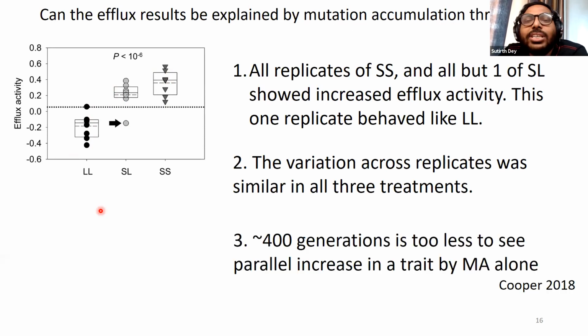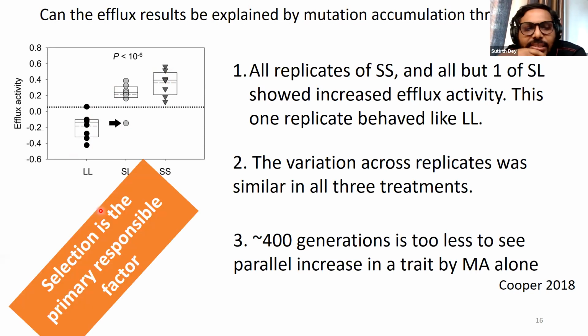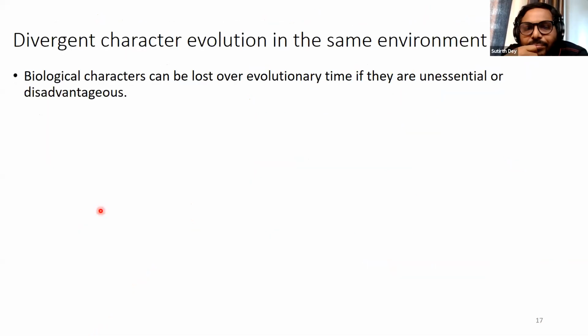And finally, population genetics calculations tell us that 400 generations is too less to see a parallel increase in a trait just by mutation accumulation and not selection. So taken together, our contention is that it is selection which is leading to this result and not mutation accumulation through drift. Now, if it is selection, then this is becoming even more interesting.